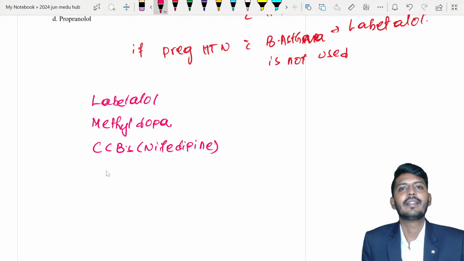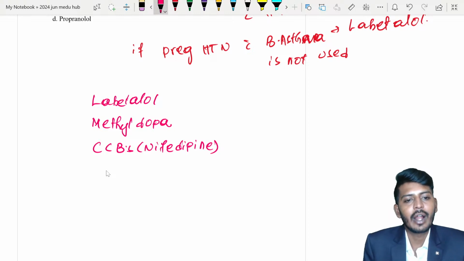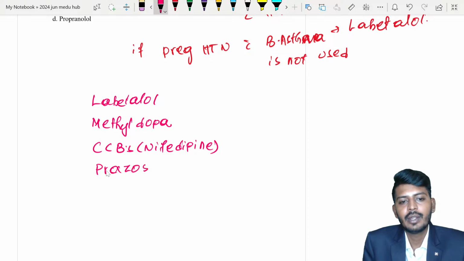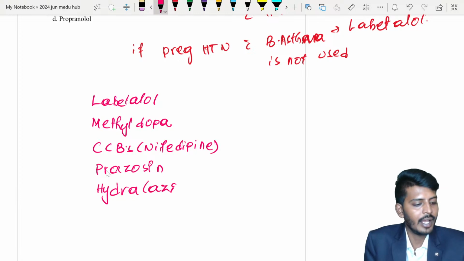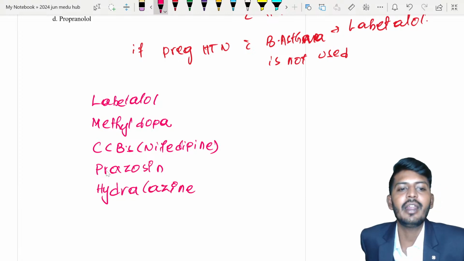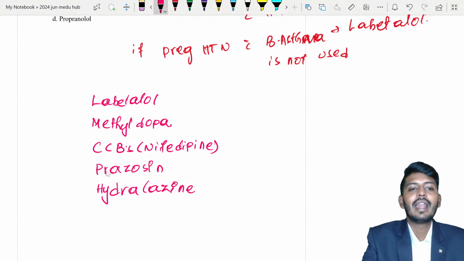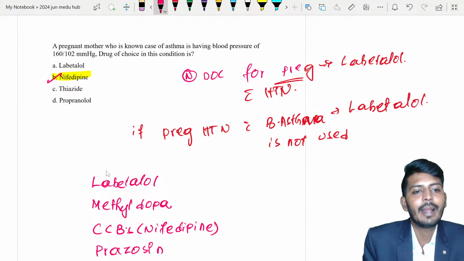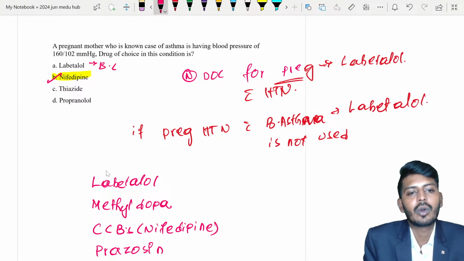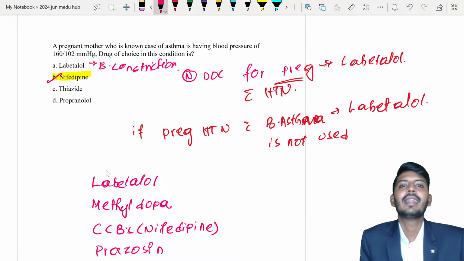Okay. Then you can also use prazosin. Okay. Then also you can use hydralazine. So these are the drugs which are safely used in pregnancy. Okay, so labetalol will cause what? If you use labetalol it can cause bronchoconstriction. So that is why in this case we are not giving that lady labetalol.